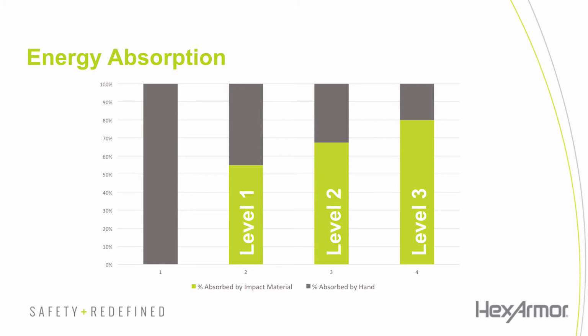So to pass a level 1, 55% of the force must be absorbed by the impact material. To pass a level 2, 67.5% must be absorbed. And to pass a level 3, 80% of that force must be absorbed by the glove so that it does not get to the hand.